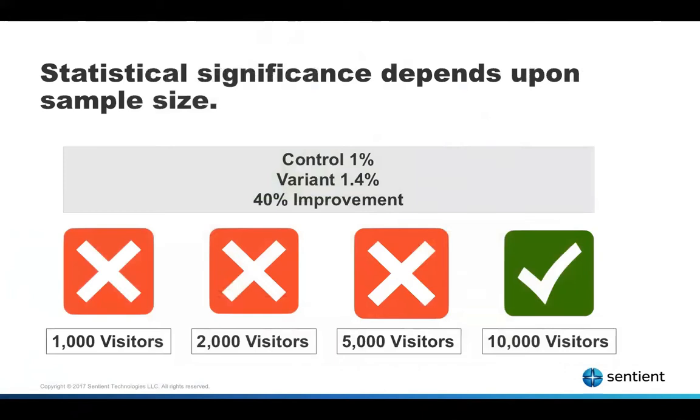The first thing is a point that we talked about earlier, which is that statistical significance, the ability to declare something significant, depends upon sample size. So if we have a control that's at 1% and a variant that's at 1.4%, that's a 40% improvement. It's a 40% improvement if you have 1,000 visitors, 2,000 visitors, or 5,000 visitors. And it's a 40% improvement if you have 10,000 visitors, but it's 10,000 visitors that are required to prove it significant.